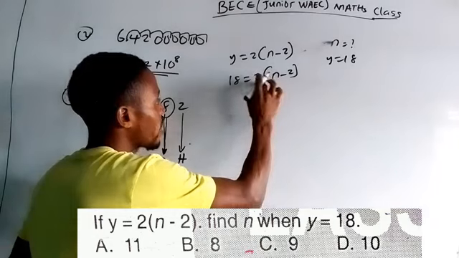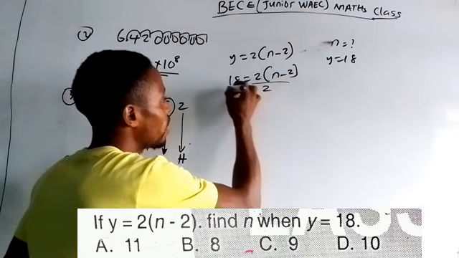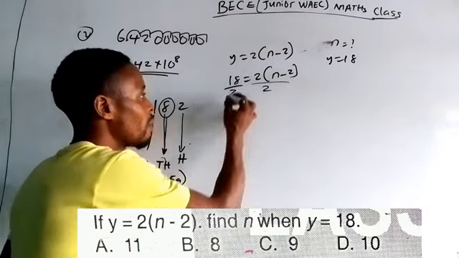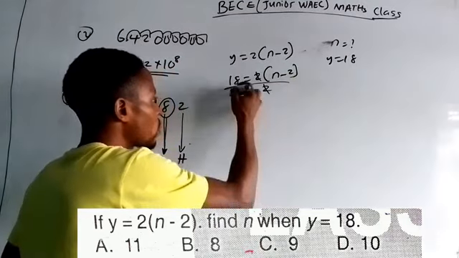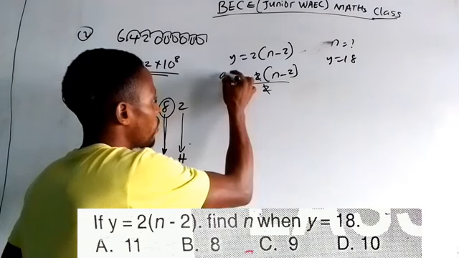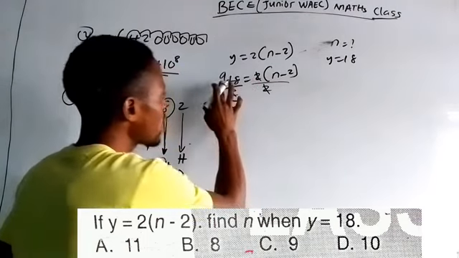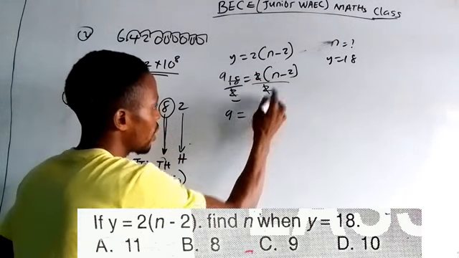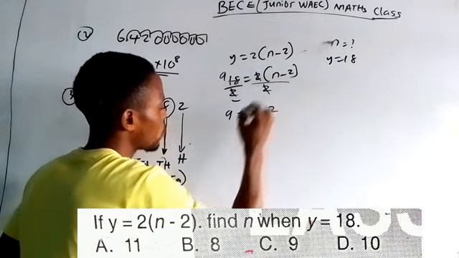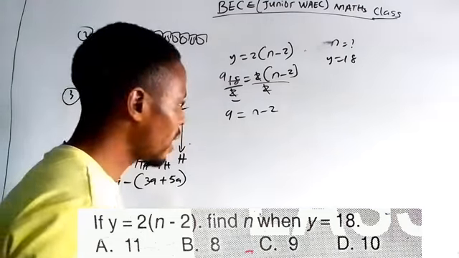Cancelling this 2 means dividing both sides by 2. Dividing both sides by 2, this 2 we cancel, and here 18 divided by 2 we have 9. So we have 9 is equal to this one. We cancel this, and we now remain with n minus 2.